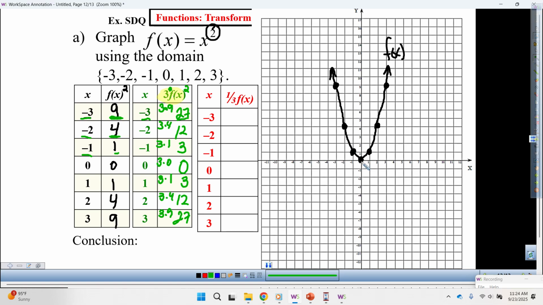Negative 2, 12. Negative 1, 3. 0, 0. 1, 3. 2, 12. 3, 27, somewhere over there. So I'm just going to do this and put arrows coming off the grid like so, and we're going to label that g of x.